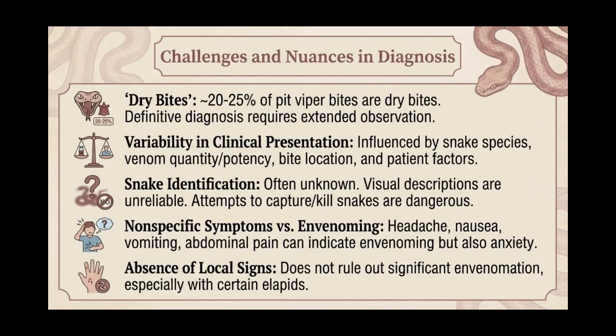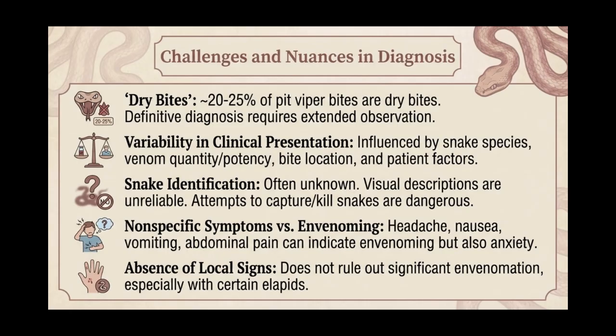Sometimes the victim is unable to recall or describe the snake accurately. Visual descriptions tend to be unreliable, and attempting to capture or kill the snake is generally discouraged due to safety concerns. In some regions, such as Australia, venom detection kits are available to assist with identification. However, these are not universally accessible. Frequently, the most effective approach involves considering the geographic location, combined with local and systemic effects observed in the patient, guided by regional studies. Symptoms of envenomation may not always be specific.